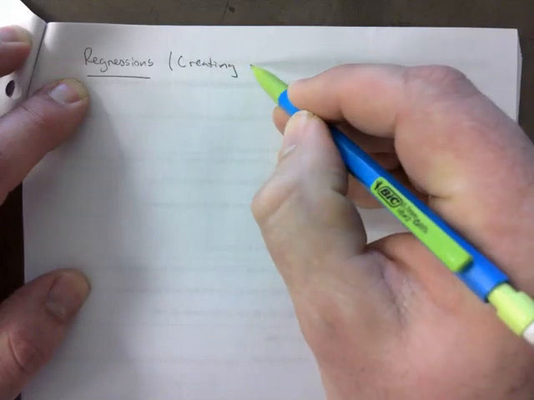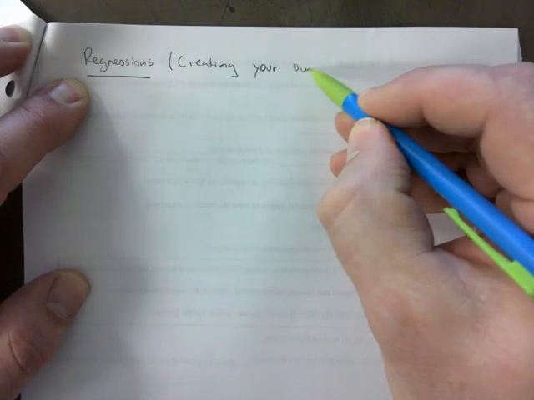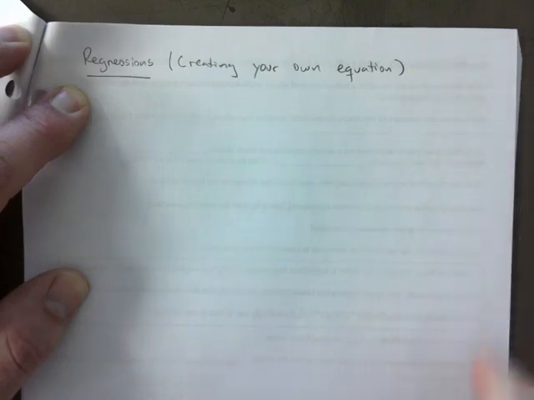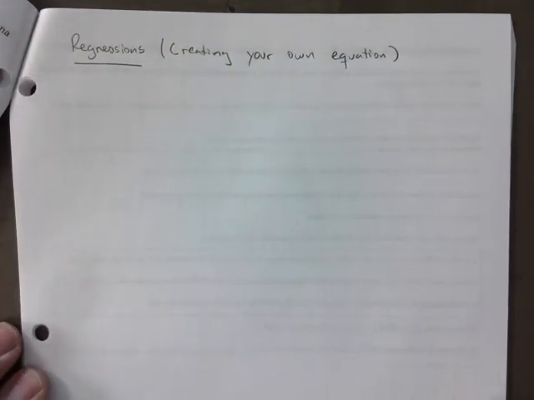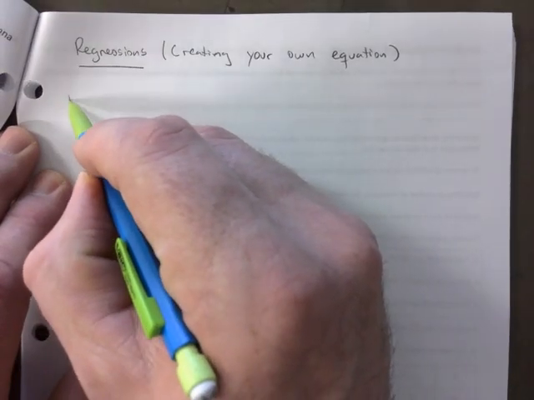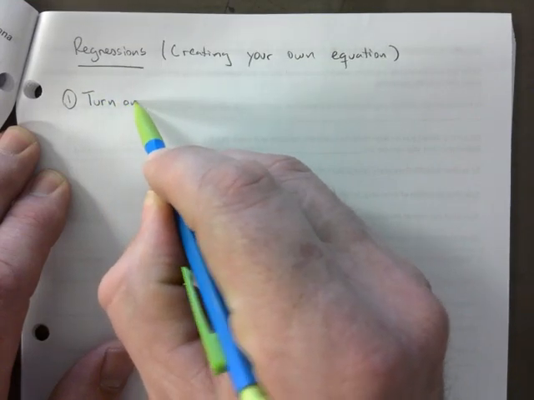Creating your own equation. Page 42. Okay. So this equation will try its best to model the points that you will feed it. Okay. So the steps here would be, first and foremost, turn on plot 1.